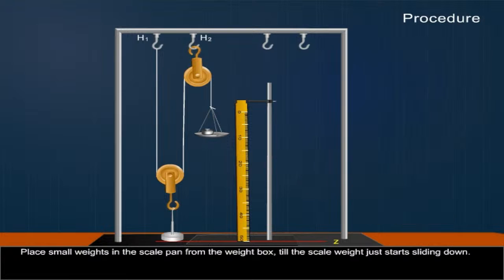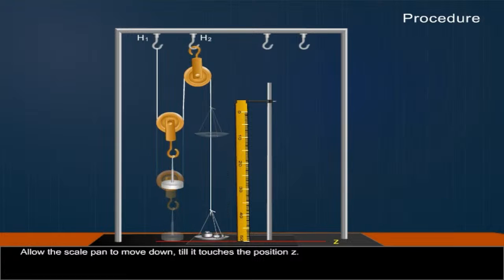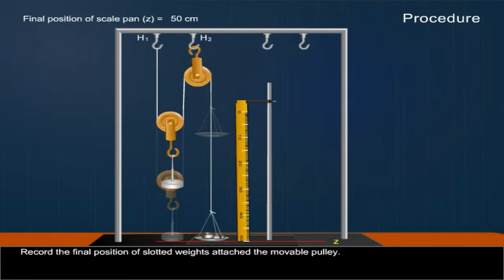Place small weights in the scale pan from the weight box till the scale pan just starts sliding down. Allow the scale pan to move down till it touches the position Z. Record the final position of slotted weights attached to the movable pulley.